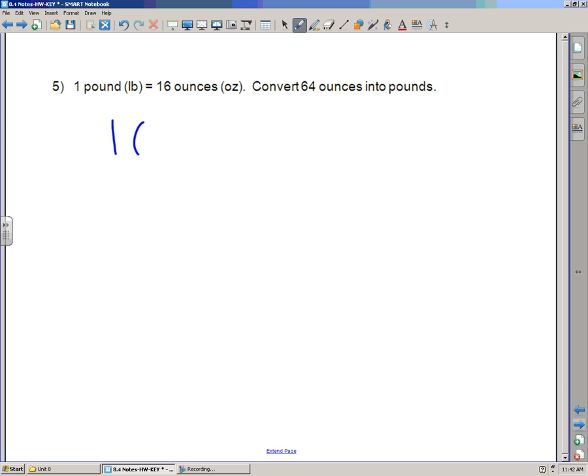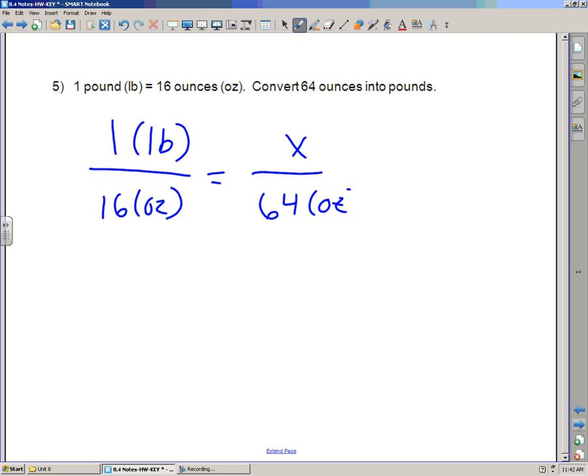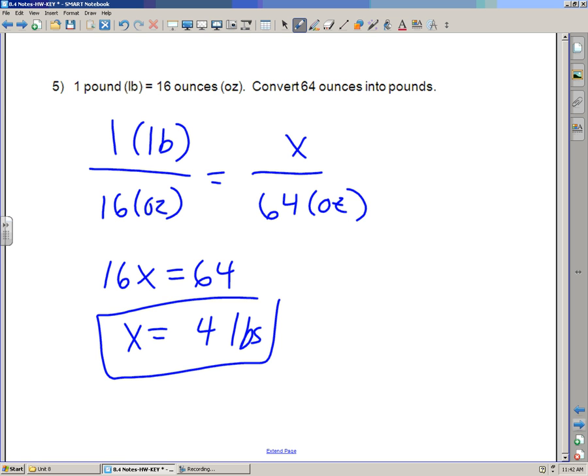Well, I know 1 pound is to 16 ounces. Therefore, x pounds is to 64 ounces. When you do your proportions, make sure you're consistent with what unit of measure is in which position. So cross multiply, 16x equals 64. Divide both sides by 16 and x equals 4. In this case, it's 4 pounds.